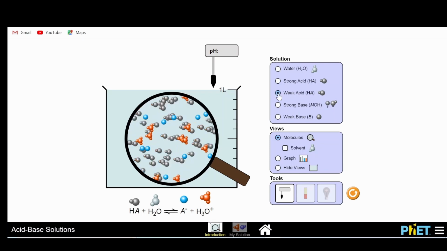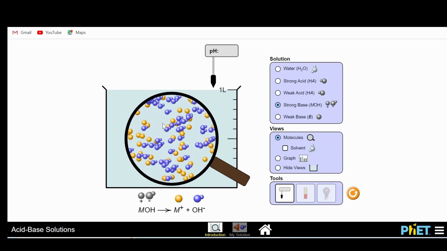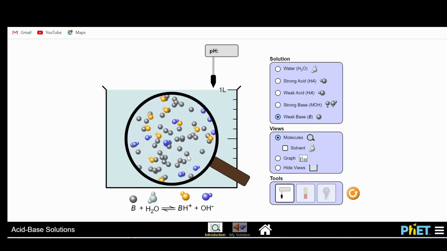And looking at the weak acids, there is a much lower concentration of the hydronium ions produced, and the acid only partially ionizes. Strong bases will produce high concentrations of hydroxyl ions, and a weak base will produce a much lower concentration of the hydroxyl ions, as it only partially dissociates in water.